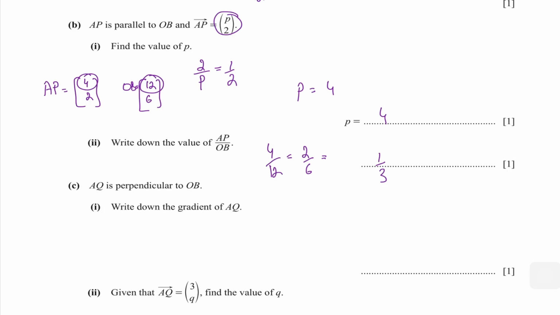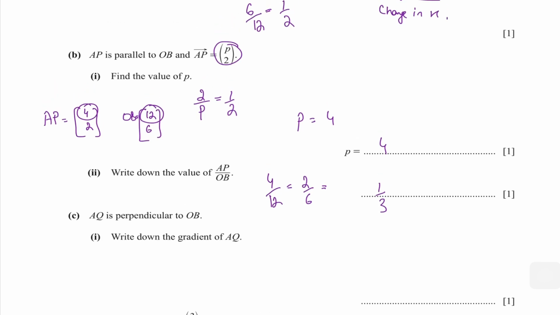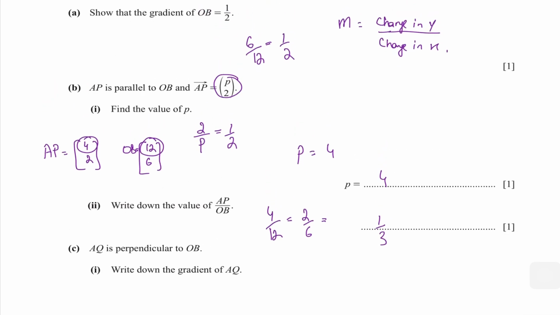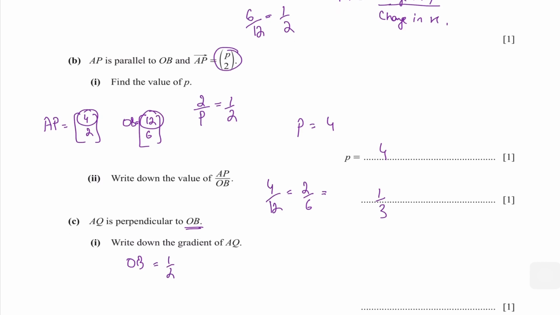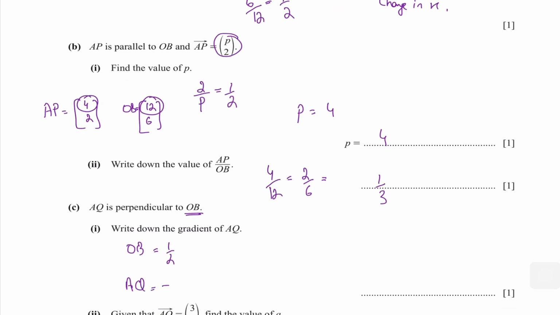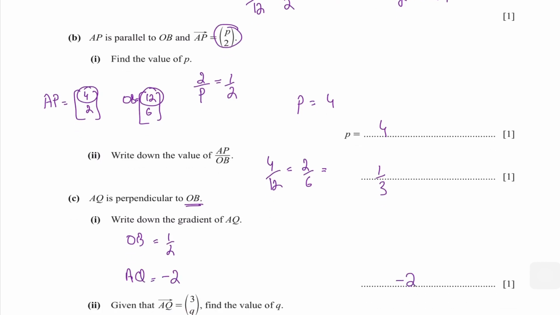AQ is perpendicular to OB. Write down the gradient of AQ. When two lines are perpendicular, the gradients are negative reciprocals of each other. So if the gradient of OB is 1 upon 2, the gradient of AQ is going to be the negative reciprocal of it, which means minus 2.